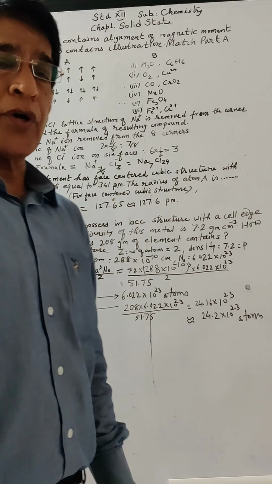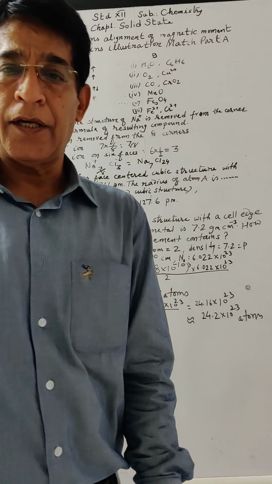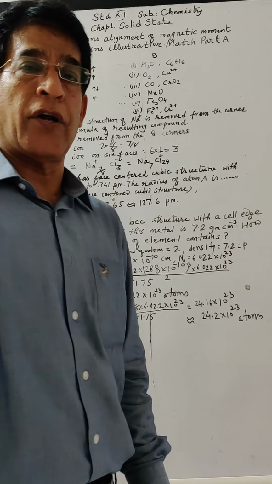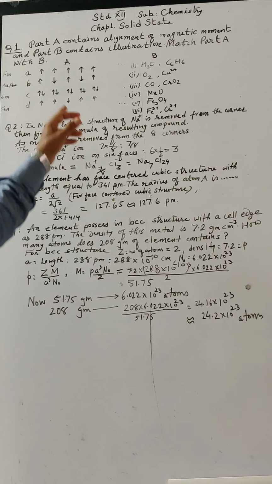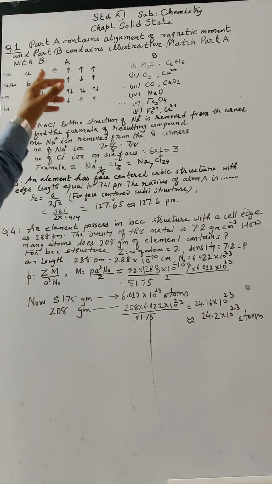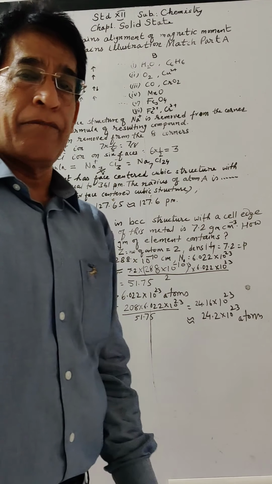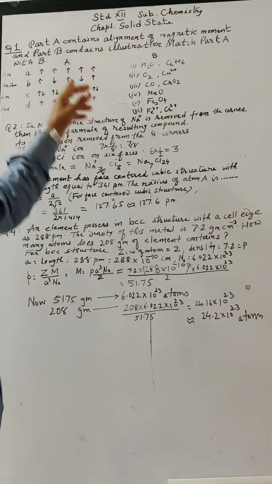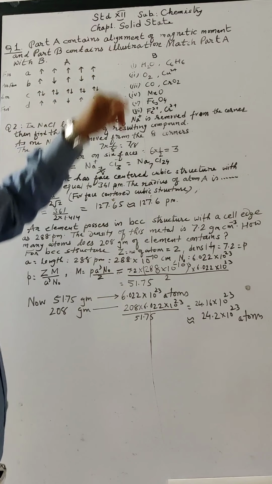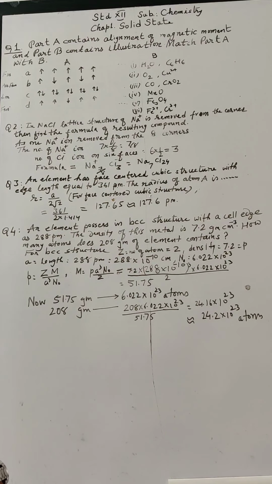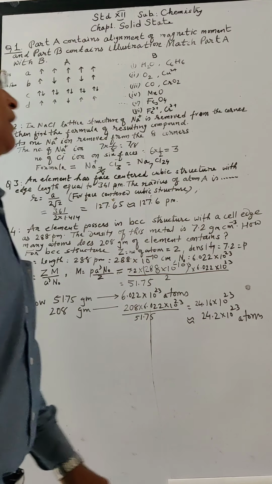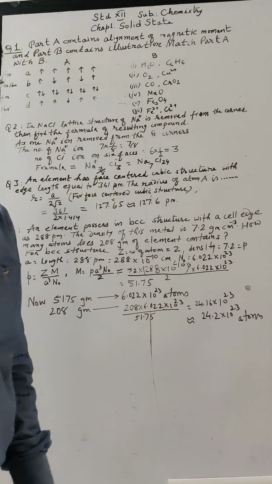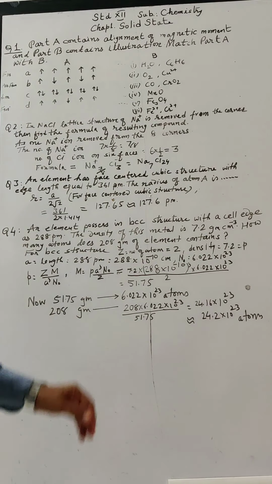Here are some important questions and illustrations of chapter 1, solid state. Question 1 is the matching of part A with part B. Part A contains alignment of magnetic moment and part B contains illustration. Match part A with part B.